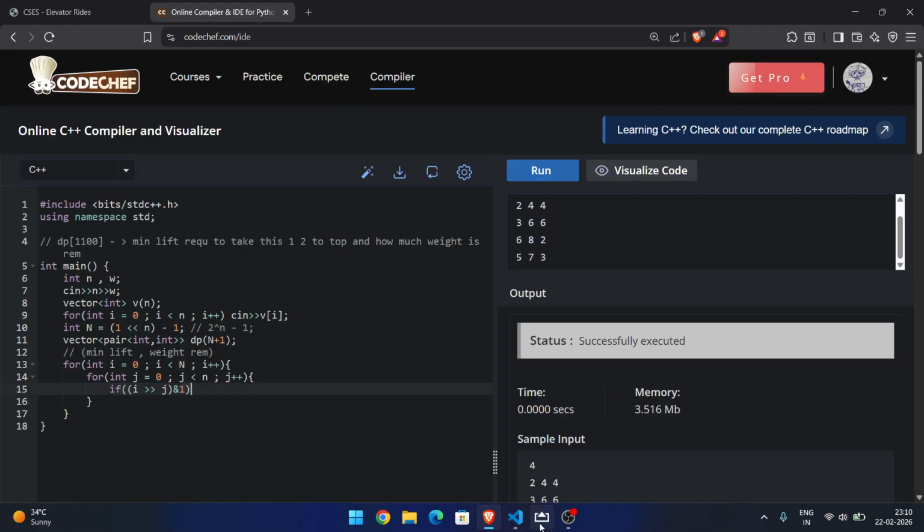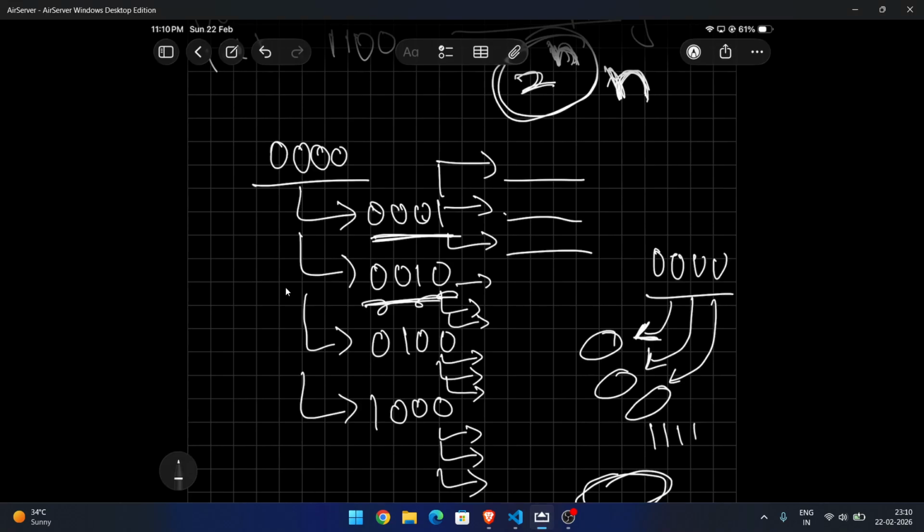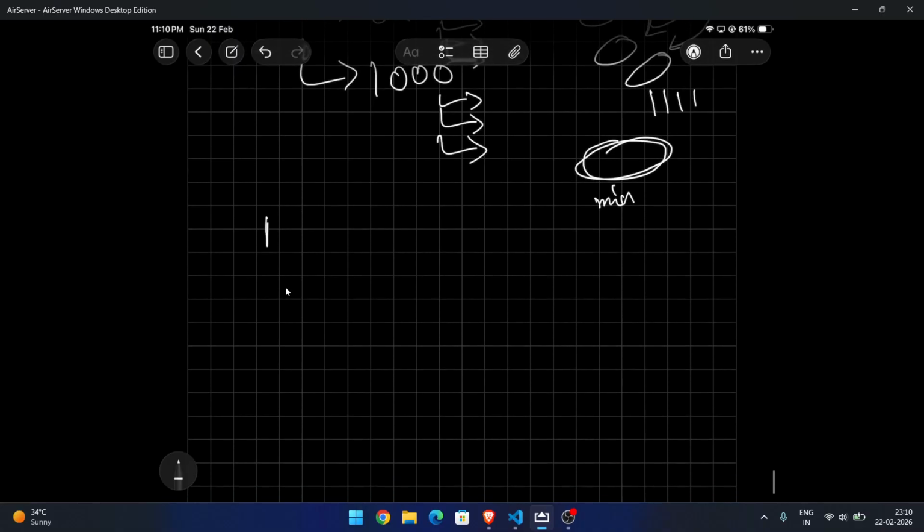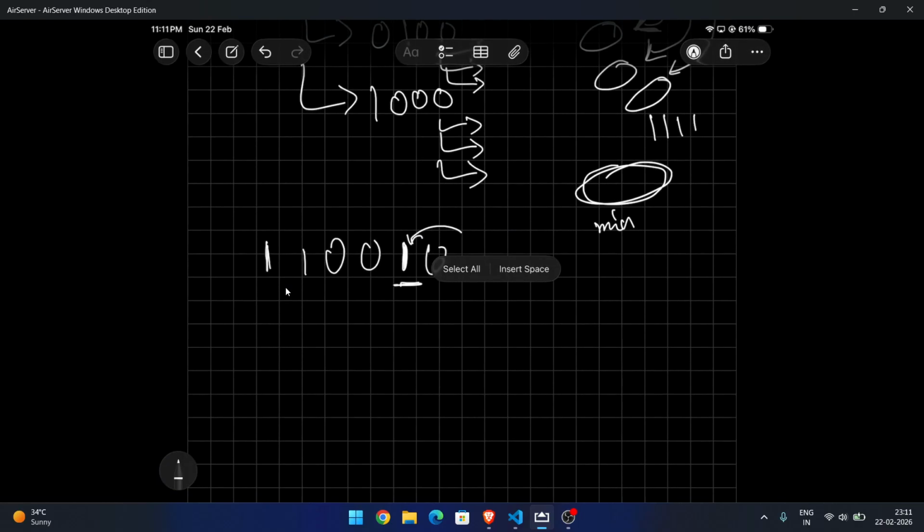So what we are doing, if we want to check whether this bit was previously present or not. If it was previously present, then we would continue, because this person is already added. This person has already been added. Okay, so how can we check? We would right shift.